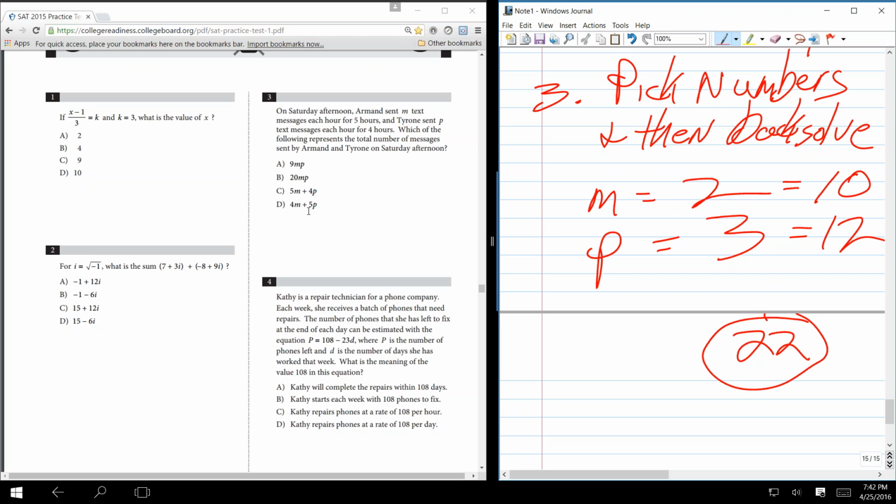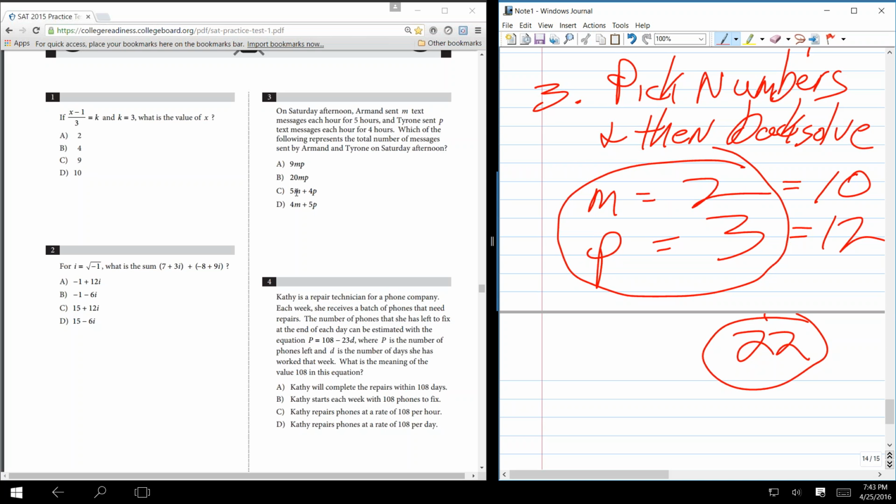We go through all 4 answers until we find one that, given an M of 2 and a P of 3, gives us 22. Well, notice that A, 2 times 3 is 6 times 9, that's 54. That can't be it. Nope. This is even bigger. That can't be it. But when we get to this one, we get 5 times 2 is 10, plus 4 times 3 is 12, 22. That's our answer right there.